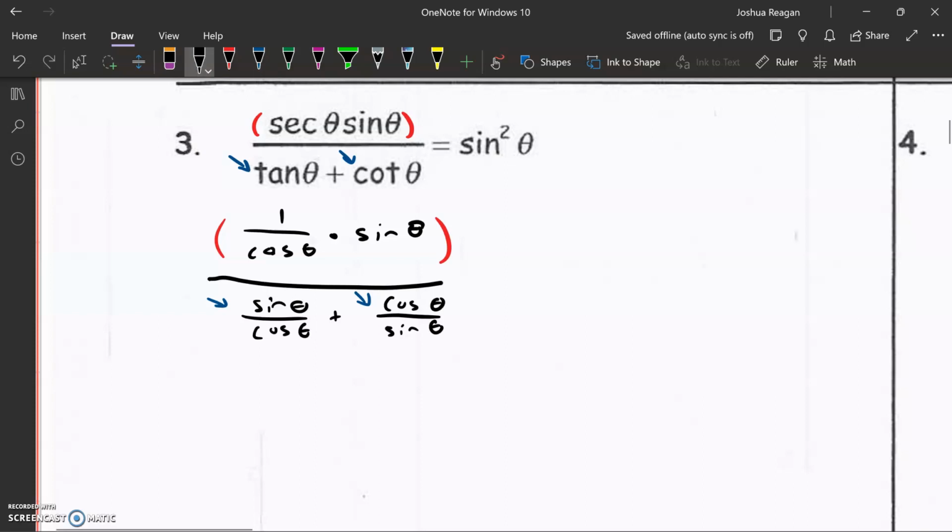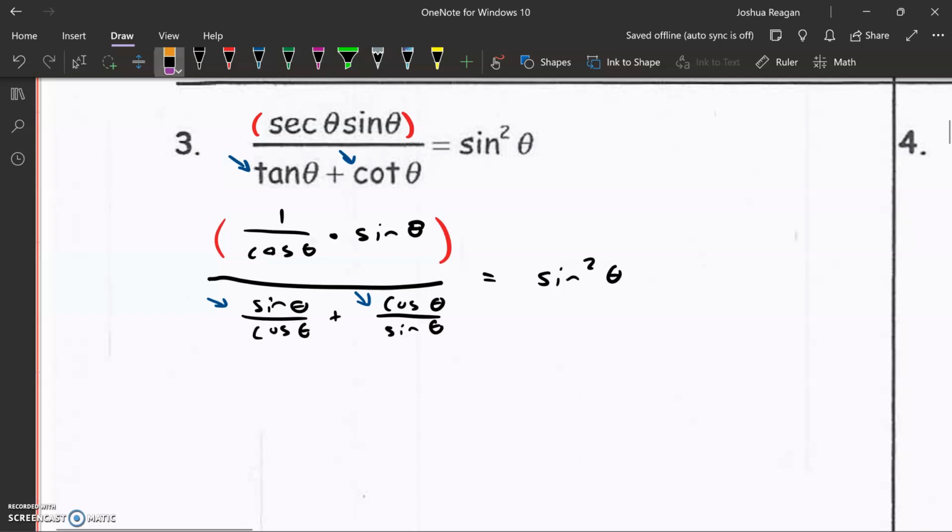So far it's still looking like a mess. I'm going to go ahead and drop down that sine squared of theta. So what can I do here? So we'll try something. When you're lost, just try something.